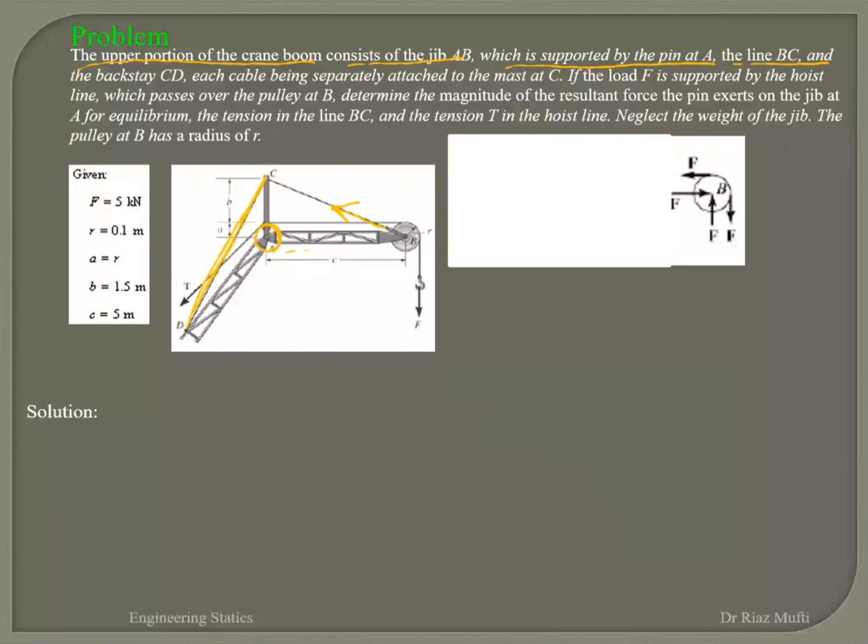Each cable being separately attached to the mast at C. So both cables are separately, there's no pulley here. Basically, they are separately connected to a pole at C.